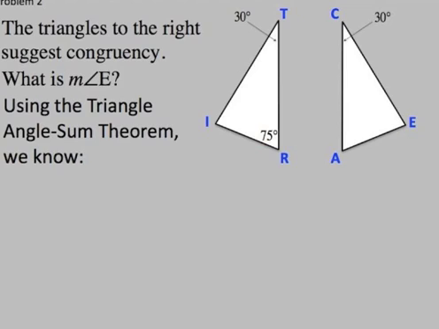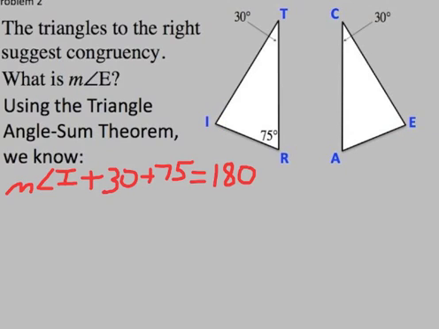In these congruent triangles, we also know that angle E corresponds to angle I. So we know that angle E is congruent to angle I. So we need to find the measure of angle E by first finding the measure of angle I. Using the triangle angle sum theorem, we're going to write an equation involving the measure of angle I. So we know that the measure of angle I plus 30 plus 75 equals 180.